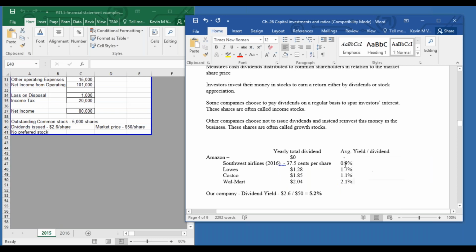But we're always going to want to look at how is the company we're looking to invest in compared to others. Of course, you look at Amazon and it's 0. They don't give out any dividends. Whereas Southwest, on a per share basis, they only gave out 37.5 cents. That's not that great compared to what the price of the stock was, probably in the range of around 38, 40 bucks. So you're not getting much of a return.